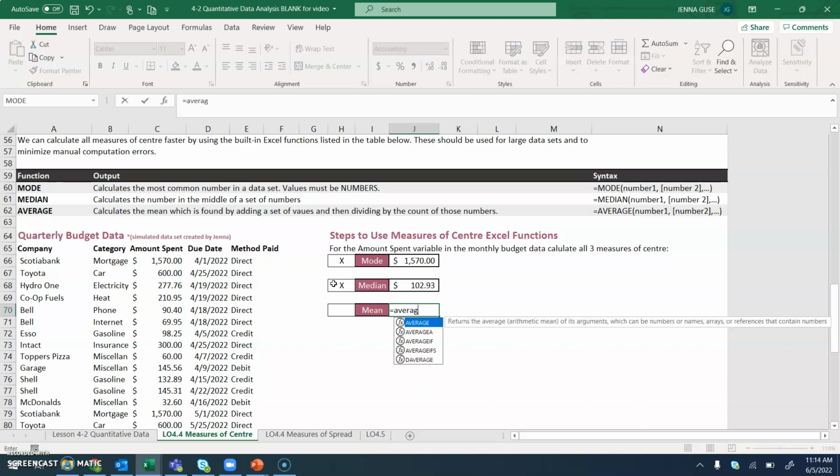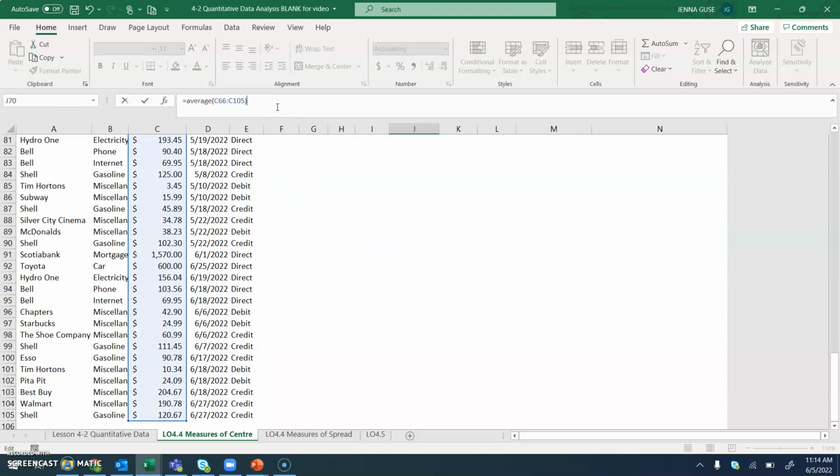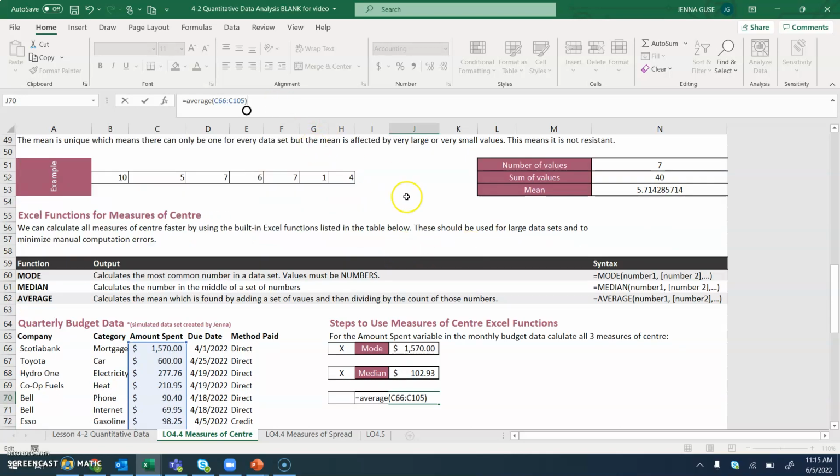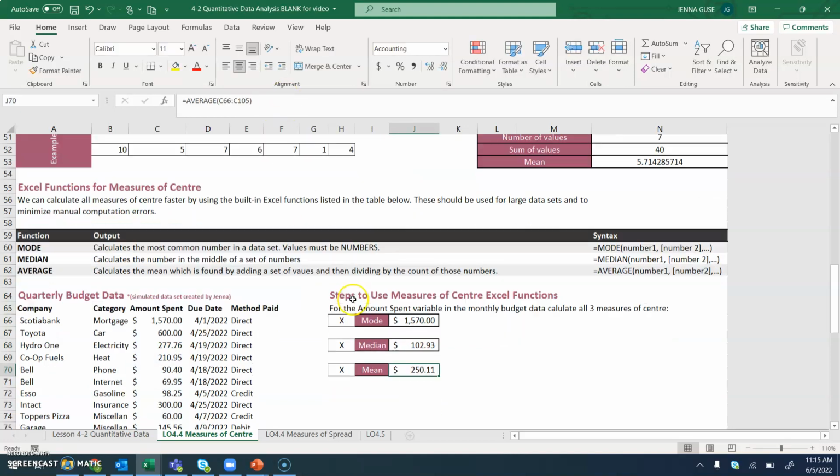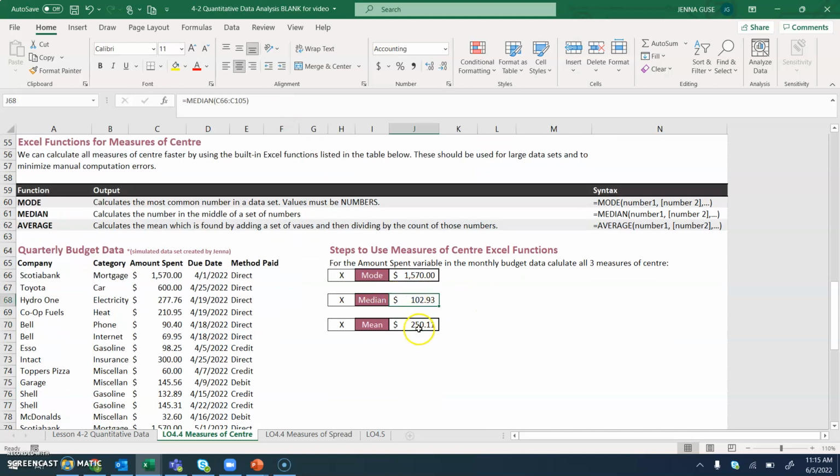And the mean is your actual average, found by adding up all the values and dividing them by the number of values. Instead of having to use two functions, sum and count, we can just use average to find that mean, which is 250.11. Notice that it's quite a bit higher than the median, and that's because we've got some really large payments that occur over and over again, like the mortgage, that bring the mean to a higher middle value than the median shows. And those are 3 quick Excel functions for finding measures of center.